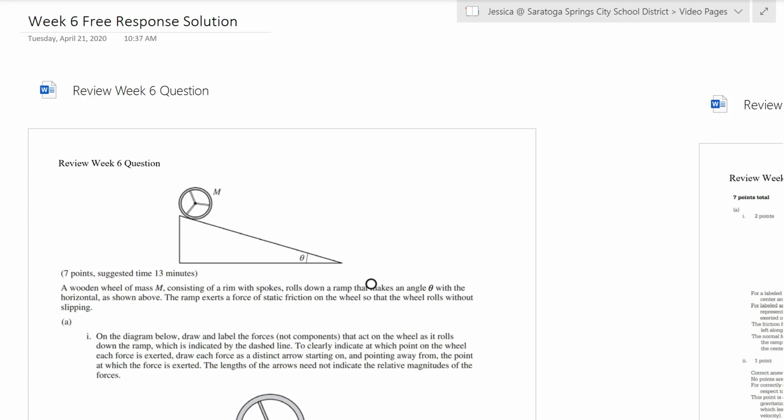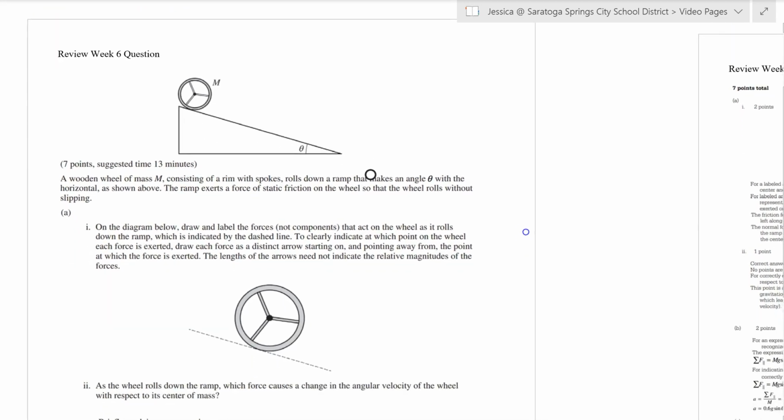Okay, so this is the week 6 free response solution for the rotational kinetic energy and rotational momentum week. All right, so this is a 7-point problem. Suggested time is 13 minutes.